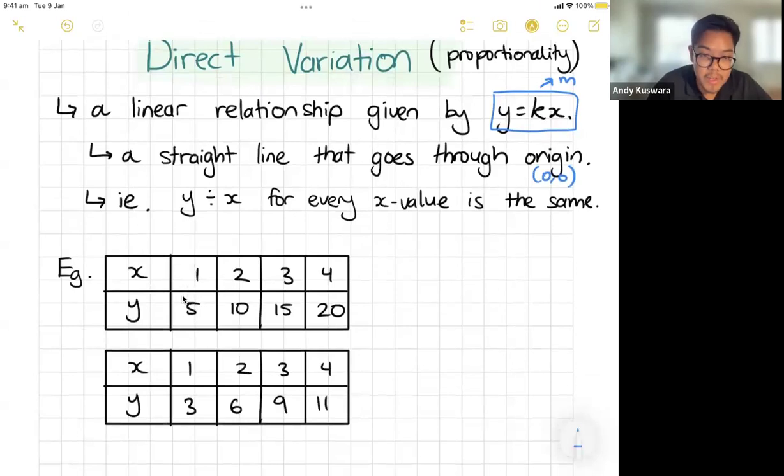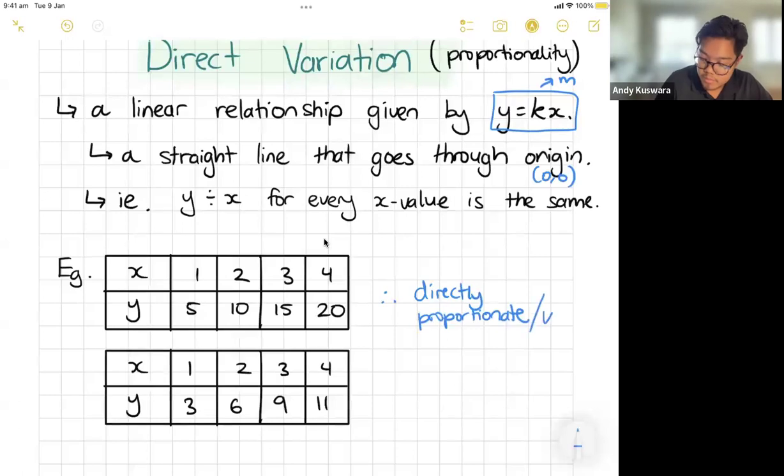Let's go y divided by x. 5 divided by 1 is 5. 10 divided by 2 is 5. 15 divided by 3 is 5. 20 divided by 4 is 5. So therefore, this one here is directly proportionate. Or in other words, it's a direct variation.